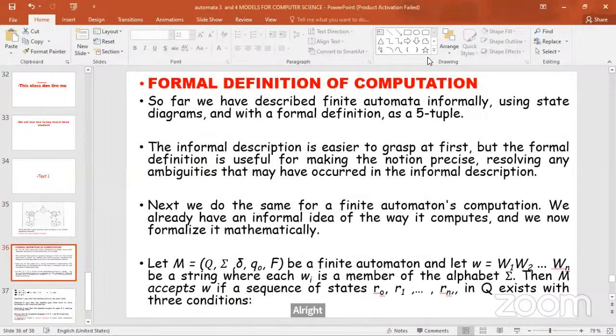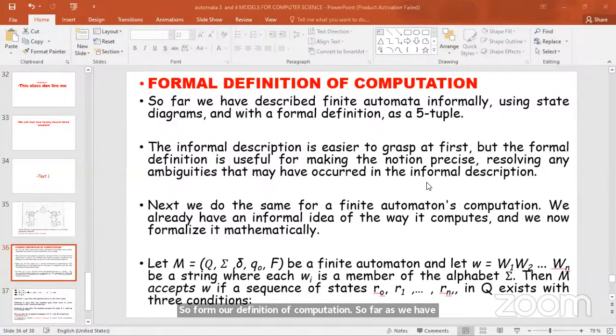So, formal definition of computation. So far we have described finite automata informally using state diagrams and with a formal definition as a 5-tuple. The informal description is easier to grasp at first, but the formal definition is useful for making the notation precise, resolving any ambiguity that may have occurred in the informal description. Next, we do the same for the finite automaton computation. We already have an informal idea of what it computes, and we now formalize it mathematically.